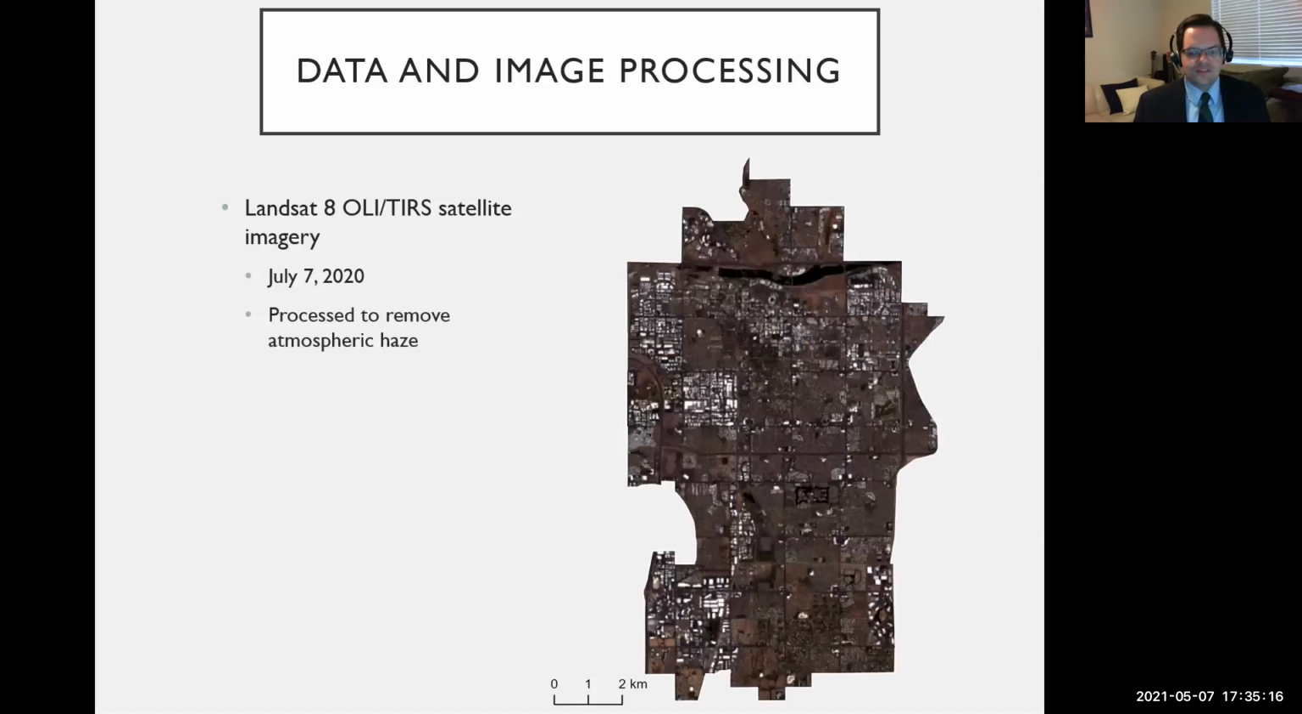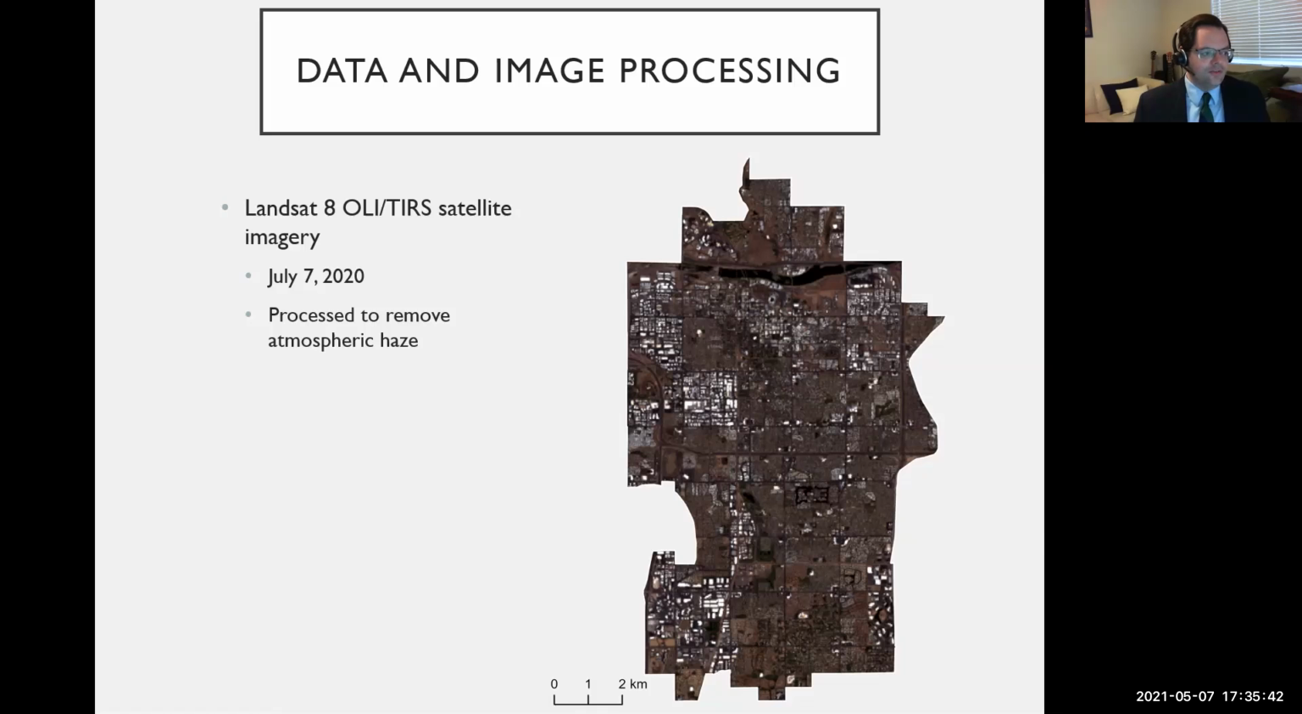So the first step was to process the satellite imagery to remove atmospheric haze. What you can see here is satellite imagery from July 7th, 2020. It has been processed to remove atmospheric haze. This is a true color image showing just 3 of the bands from the Landsat 8 imagery, so just red, green, and blue in this data.